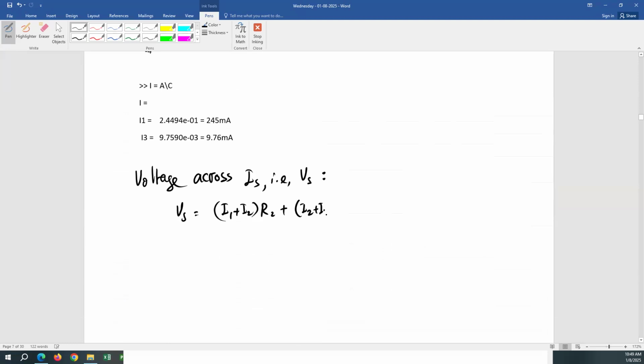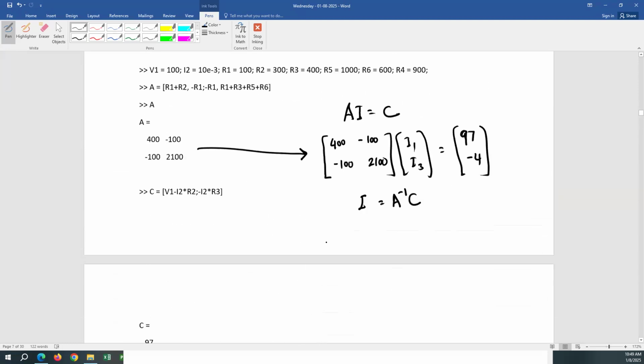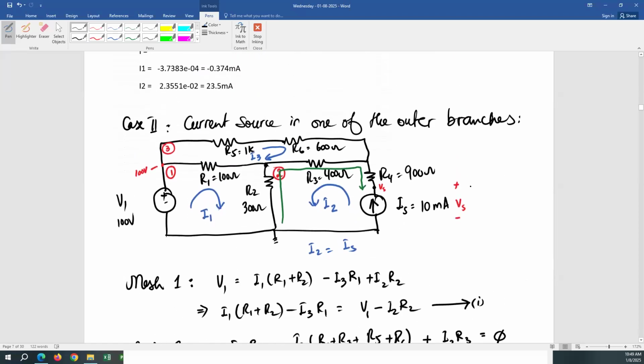I2 plus I3 times R3. Okay, and the last one that is left is R4. When I go from this node to the node here, which is Vs voltage, am I going to lose voltage in R4, or am I going to gain voltage in R4? No? I'm going to lose voltage, because current is flowing in this direction, right? So the voltage here is higher and the voltage here is lower.